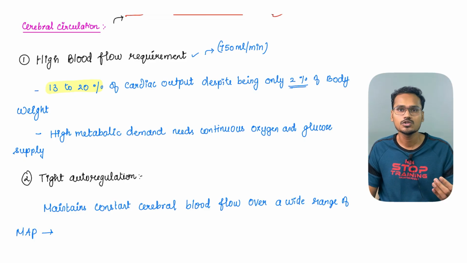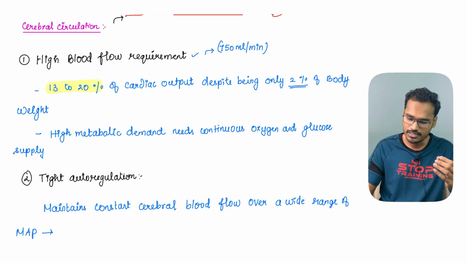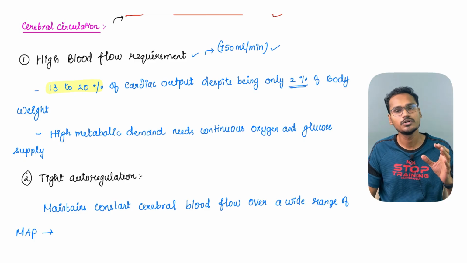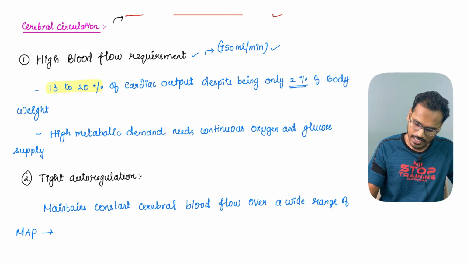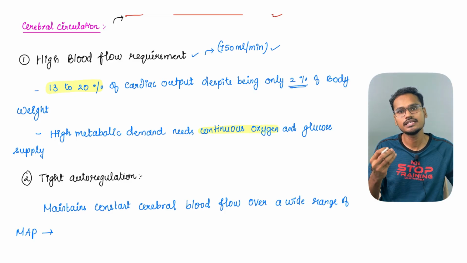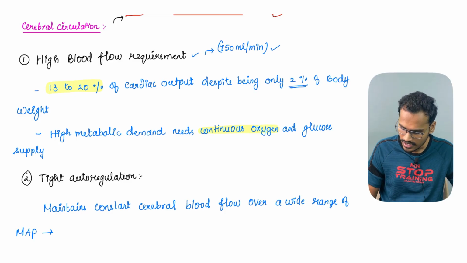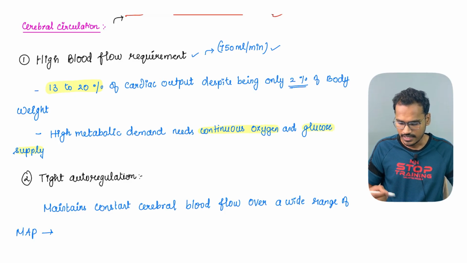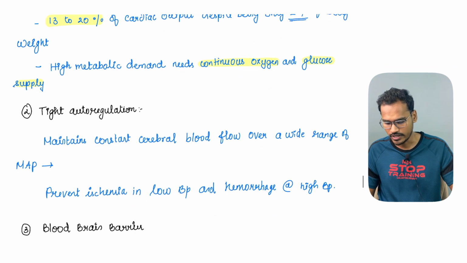Even when the person goes for exercise, this amount of blood is going to be maintained. This high metabolic demand needs continuous oxygen supply to the brain, because the brain is highly sensitive to hypoxia and to glucose supply also. Next thing is, it has a tight autoregulation.